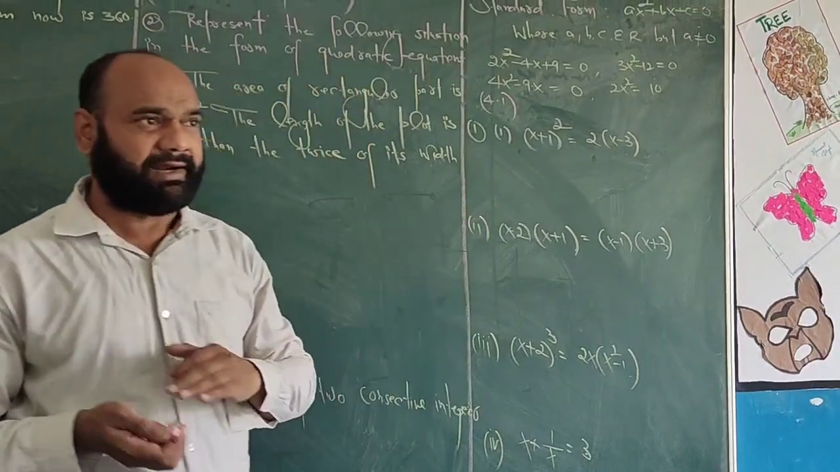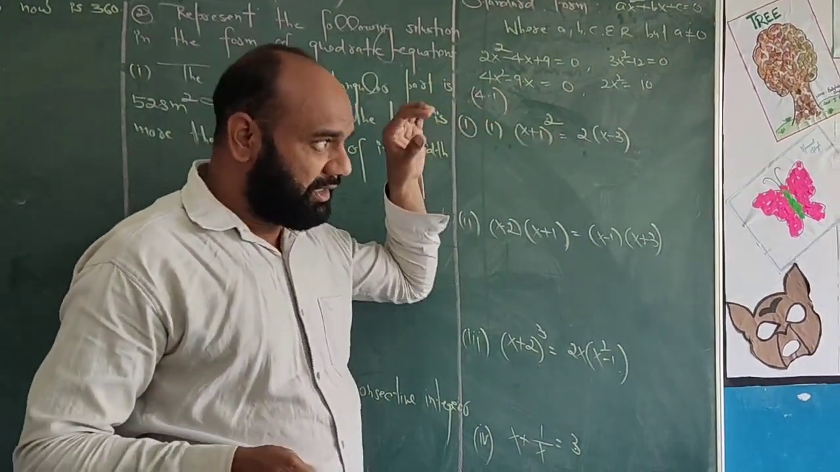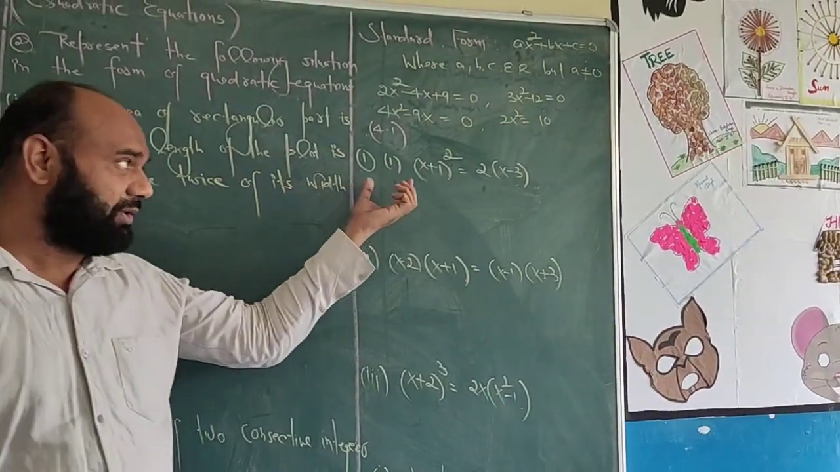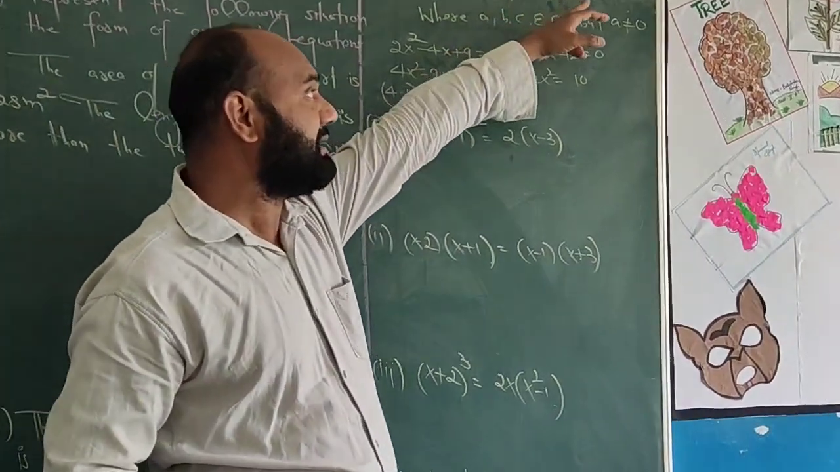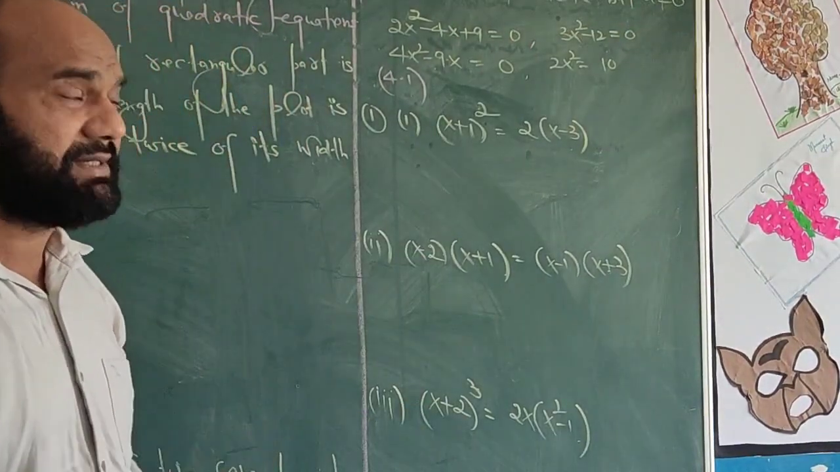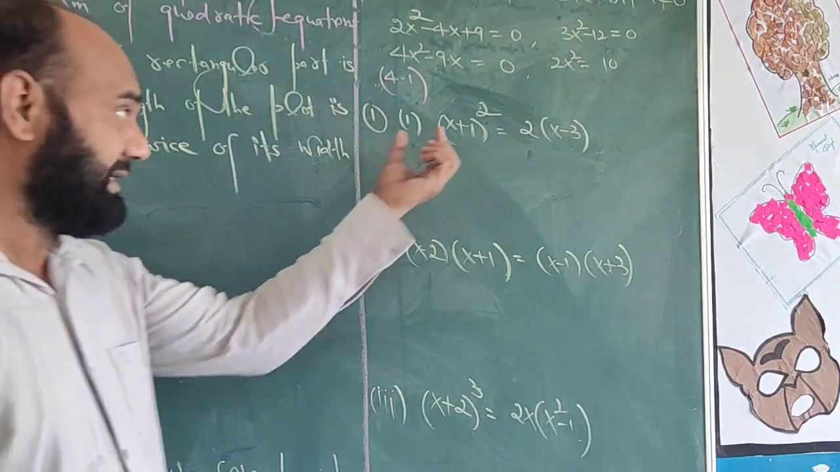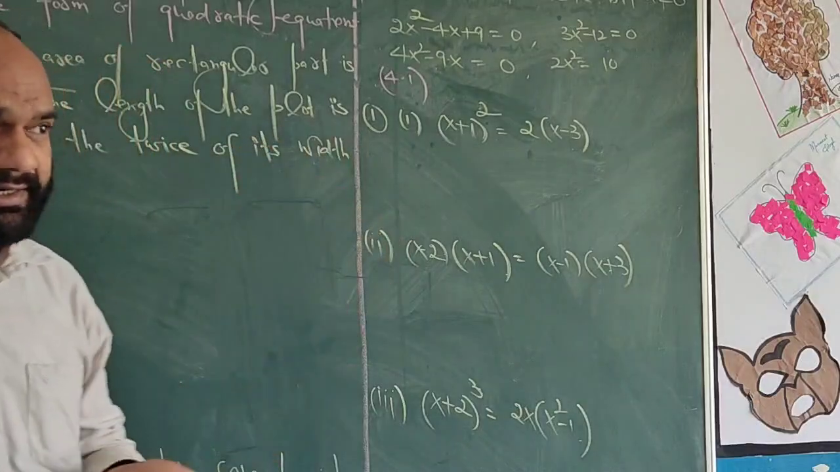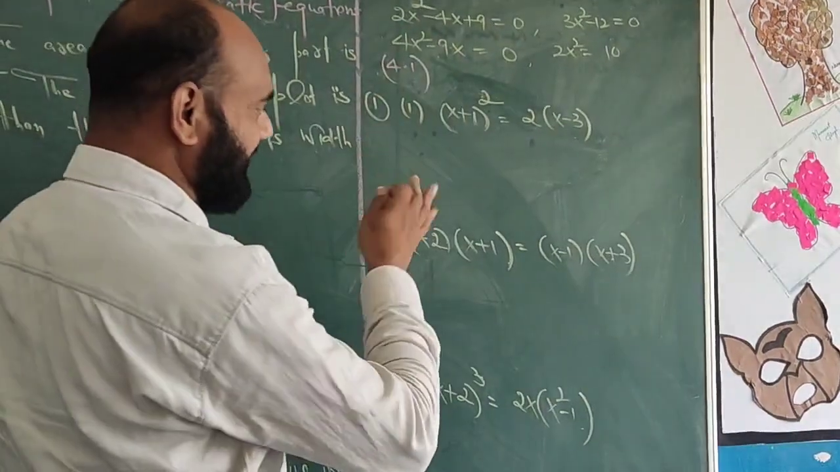Without solving, we cannot directly see the power 2 and say which is quadratic, because we cannot correctly tell whether it is quadratic or not. First of all, we change any equation into the standard form, and the standard form is ax square plus bx plus c equal to 0. So by seeing the highest power 2, we cannot say directly whether it is quadratic or not. So first of all, we convert this equation into the standard form.